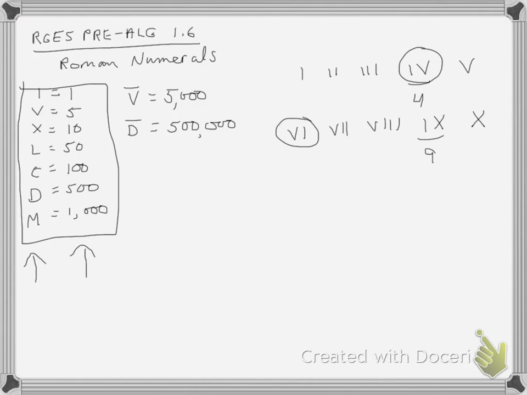Let's go a little bit further. 11, 12, 13. Be careful when you get to 14. You have 10, and then a 4. How do I write a 4? 1 less than 5. So that's 14. 15 would be a 10 and a 5. Whoops. On the next row.